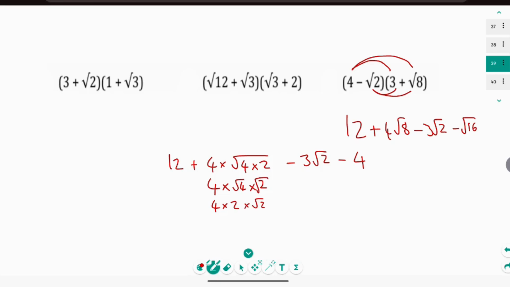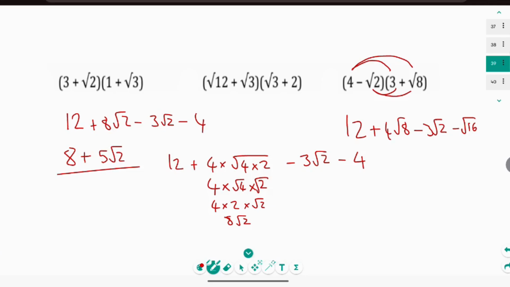We've got 8 root 2. So we just write it up here. 12 add 8 root 2, subtract 3 root 2, take away 4. 12 take away 4, 8. And 8 root 2, take away 3 root 2, 5 root 2, final answer.